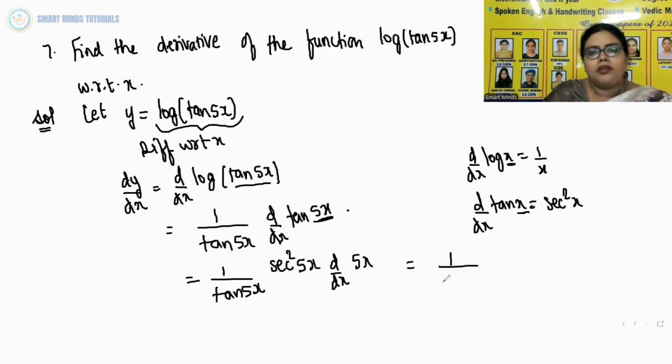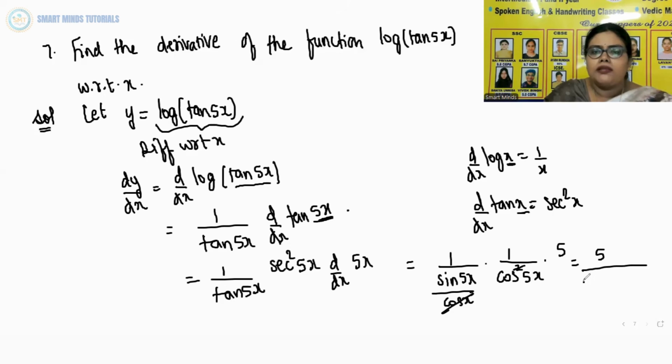So that is 1 by tan. 1 by tan can be written as cos 5x by sin 5x. Then secant square 5x we can write as 1 by cos square 5x. Then again the derivative of 5x is 5. One cos gets cancelled. That is 5 by sin 5x cos 5x. If I bring sin and cos up, they become reciprocals. So the reciprocal of sin is cosecant and the reciprocal of cos is secant. So this is the final answer.